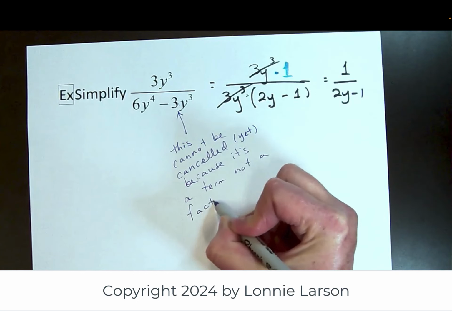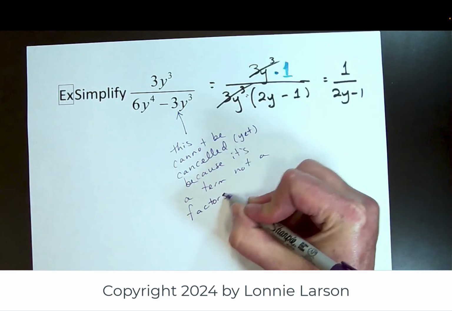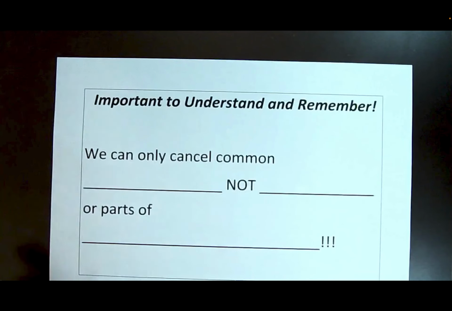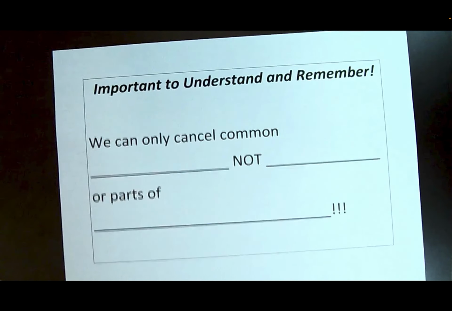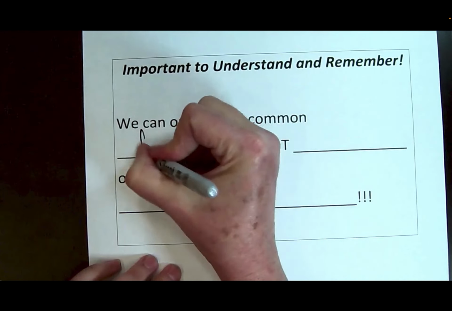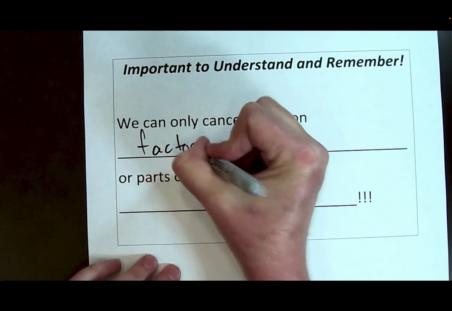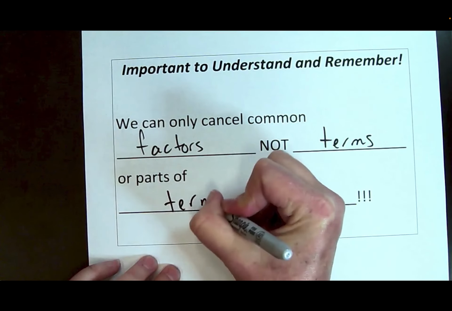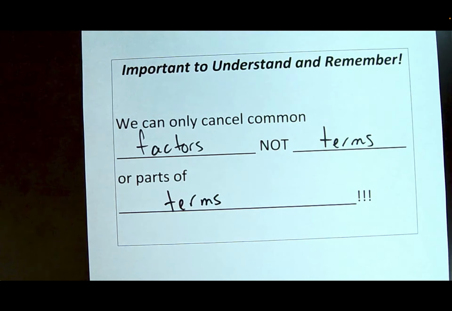And only factors can be canceled. So that's the big important thing to remember here. So I've said here, important to understand and remember, we can only cancel common factors, not terms or even parts of terms. Not something that's just a factor in a term. It's got to be a factor of the entire numerator or denominator.